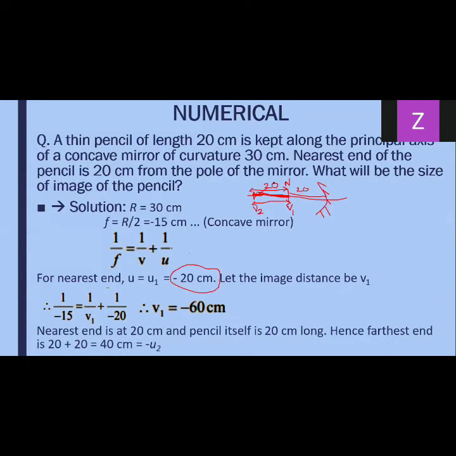For the 40 centimeter, which we consider as the second object, U2, we again use the same formula and find the image distance V2. We substitute the values. Now the object distance is minus 40, again minus because of sign convention. We get V2 as minus 24. So for the nearest point, we got V as minus 60, and for the second point, we got minus 24.